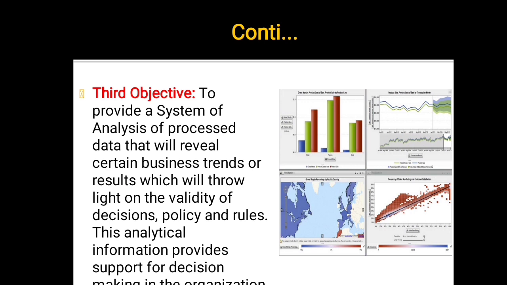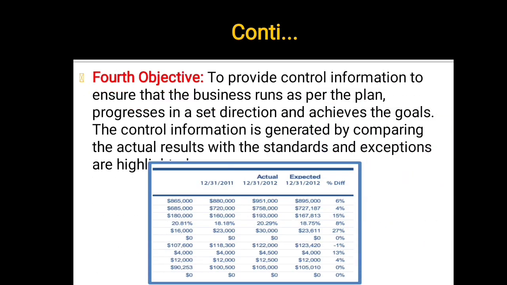And my last objective says that it should also provide you a system which will help you to control your plans. So, control information will ensure that the business runs according to your plans and progresses in a particular direction and hence achieves the goals. Now, the control information is generated by simply comparing the actual results with the standards, and exceptions are highlighted.